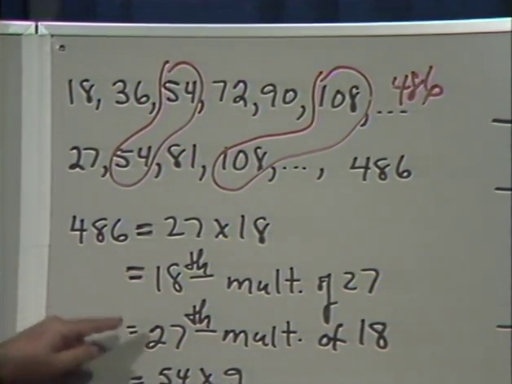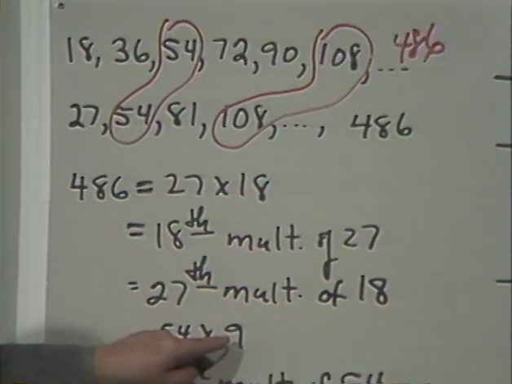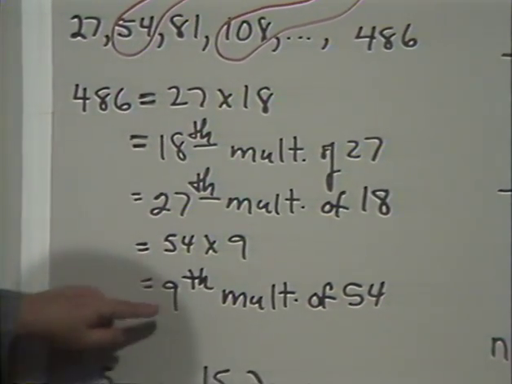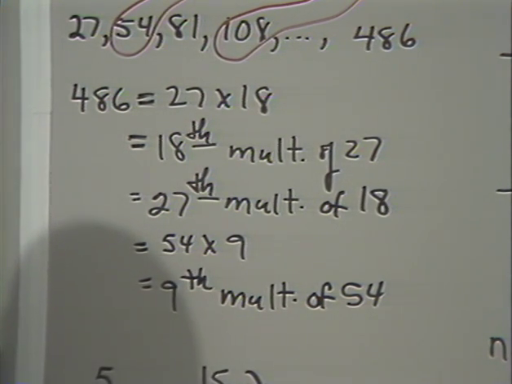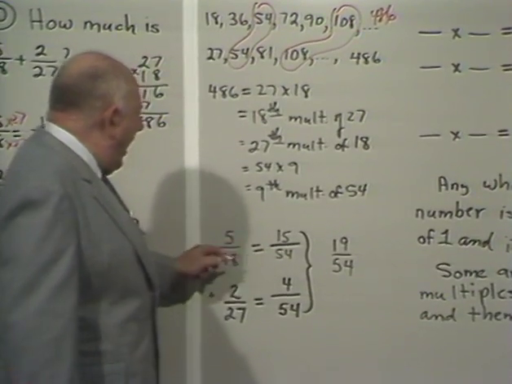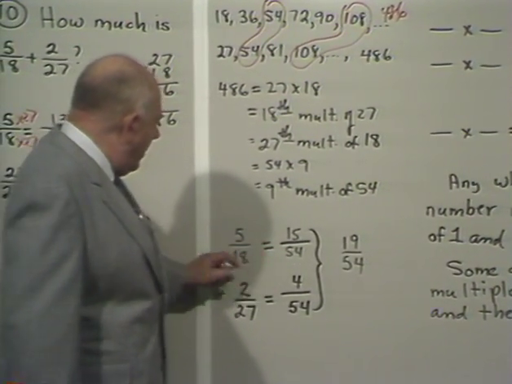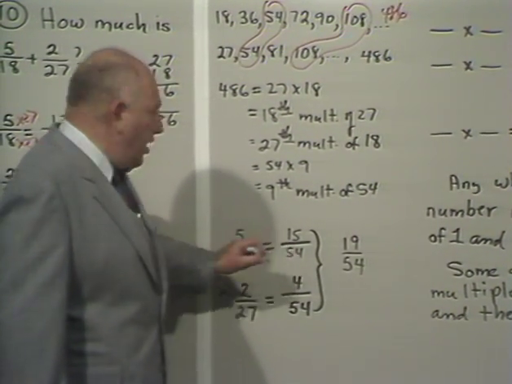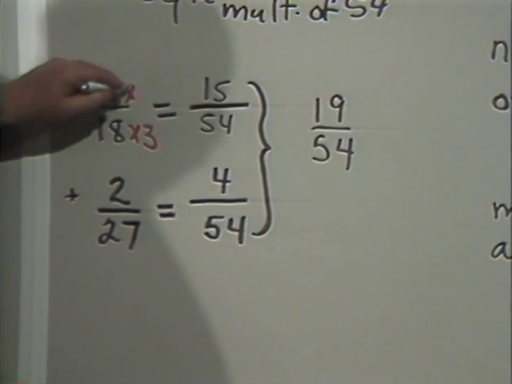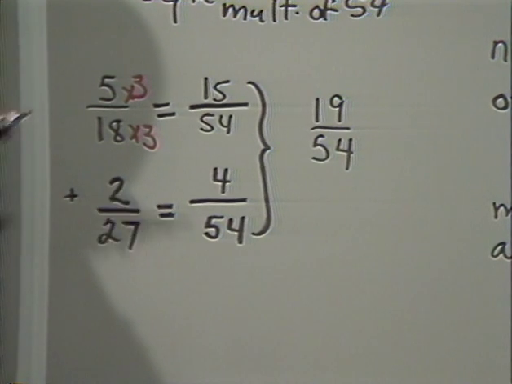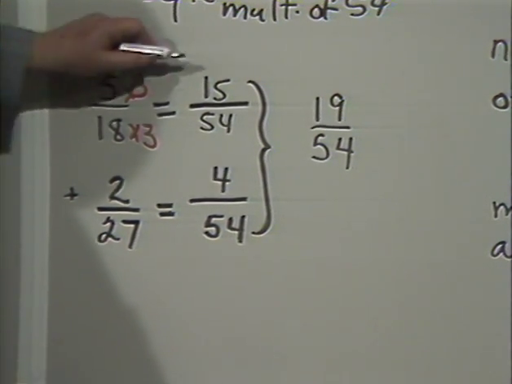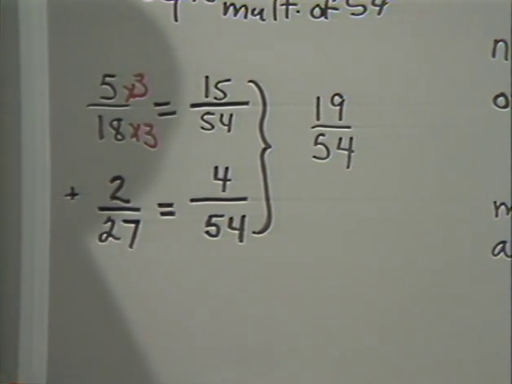You see, but 486 was also what? The 9th multiple of 54. See, when I took the 9th multiple of 54, I went much further than I had to. See, I could have used 54, and watch how much easier this problem would have been. See, does 18 go into 54? Sure, 3 times. Multiply downstairs by 3, multiply upstairs by 3. 5 times 3 is 15. So at a rate of 5 out of 18, I'm taking 15 out of every 54.